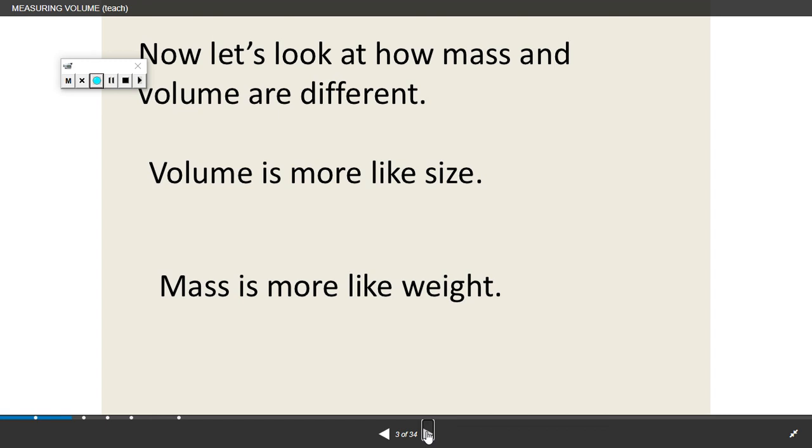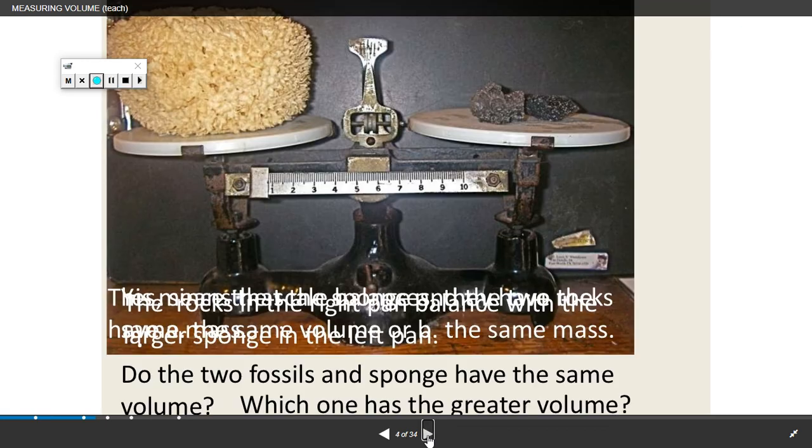Okay, let's compare these two things: the sponge and two fossils. According to this balance, we are measuring the mass now. I think that this is small. Two pieces are equal to this big piece in mass. So both of them are the same in mass.